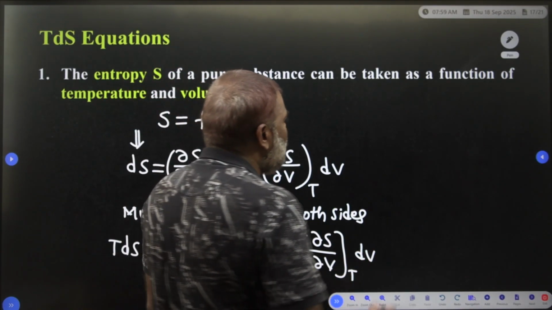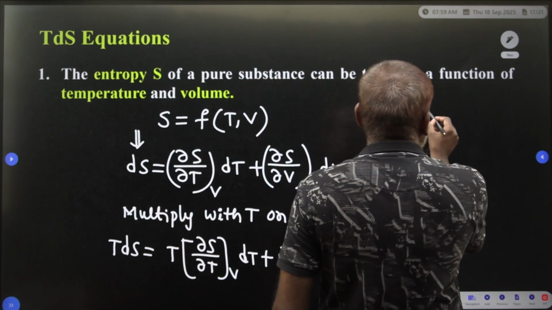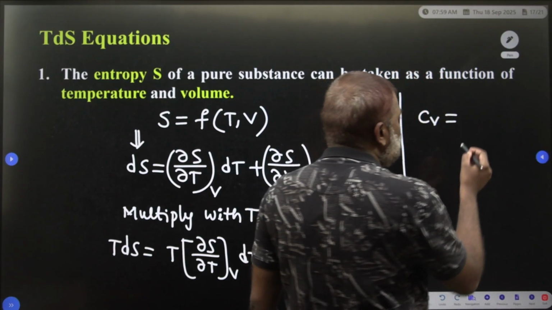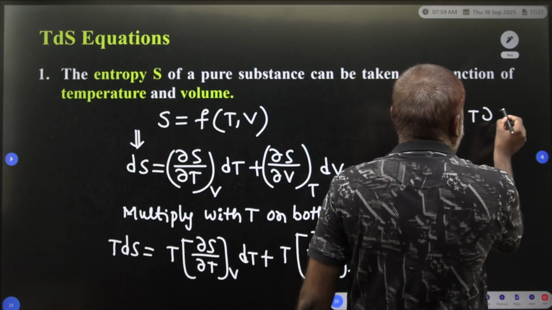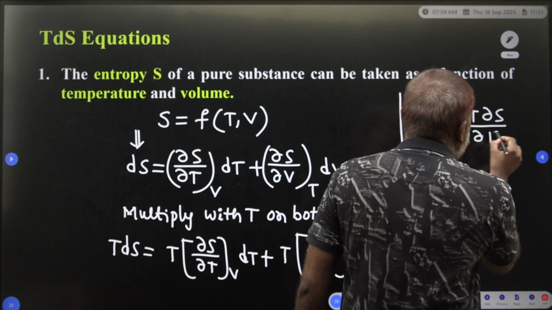But you know the two things: Cv, the specific heat at constant volume, is equal to T into dou S by dou T at a constant volume.